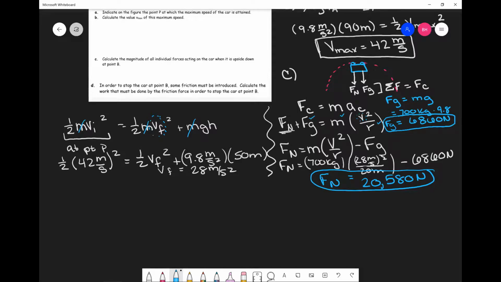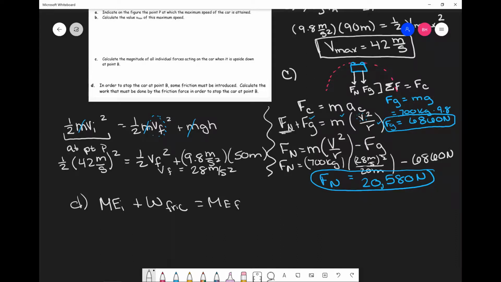Last problem, it says, in order to stop the car at point B, some friction must be introduced. So again, stopping the car maybe at point B would be the top. We need to calculate the work that must be done by the frictional force in order to stop the car. So again, thinking about that work force, we have our non-conservative force. So we have ME initial. I'm just thinking back to that one problem that we did. Work due to friction is equal to ME final.